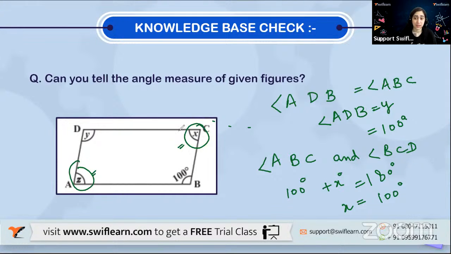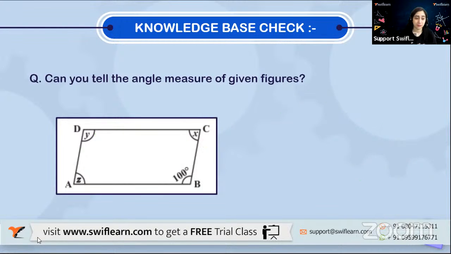I'm so sorry. Yeah, that's why 180 degrees minus 100 degrees comes out to be 80 degrees. So X comes out to be 80 degrees. Z also comes out to be 80 degrees. And Y we have already calculated, that comes out to be 100 degrees. So the value of X is 80 degrees, Y is 100 degrees, and Z is 80 degrees. Let's see, have we got the right answer?